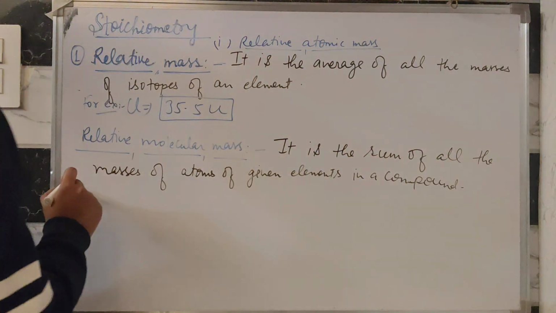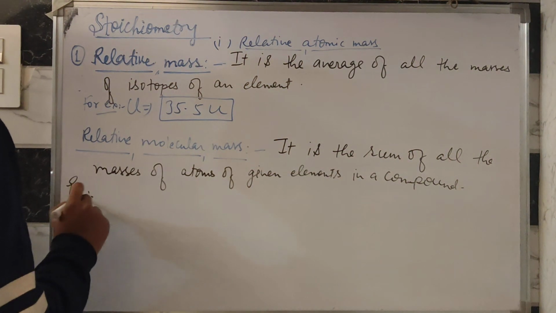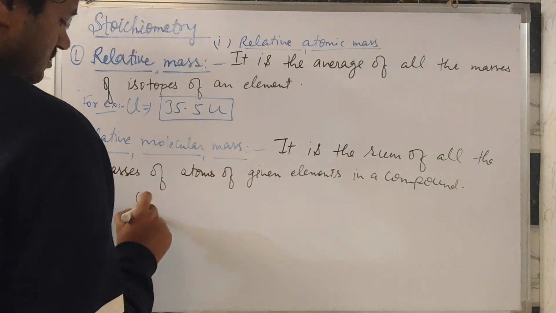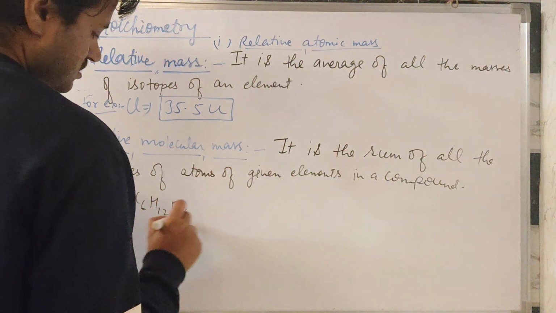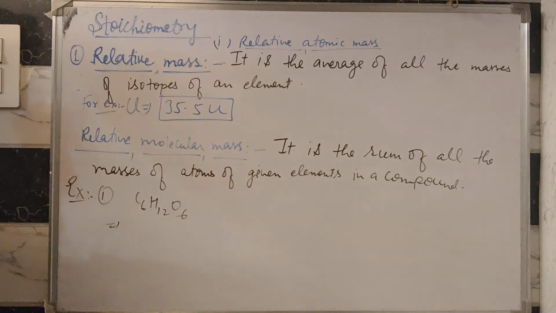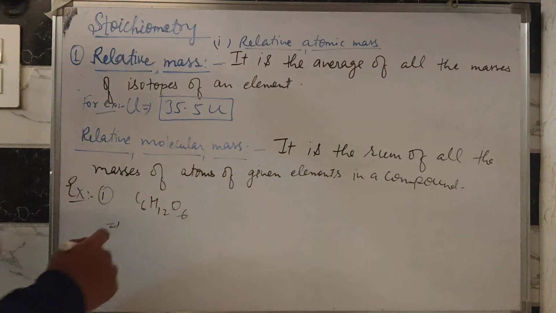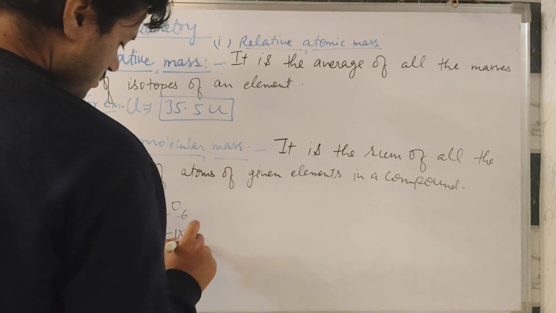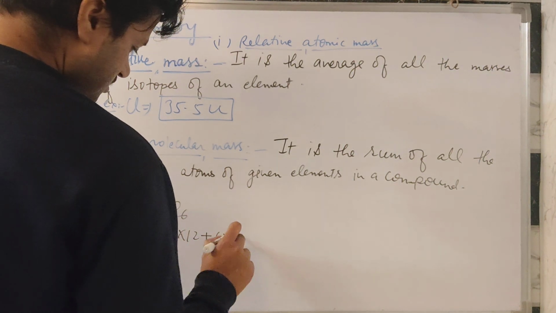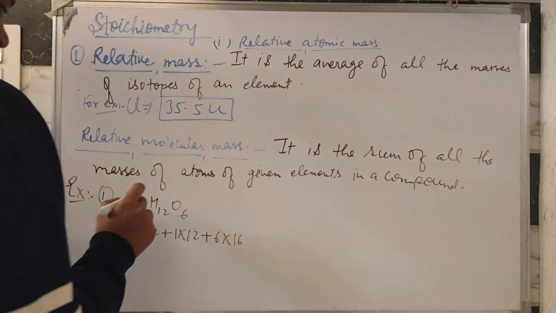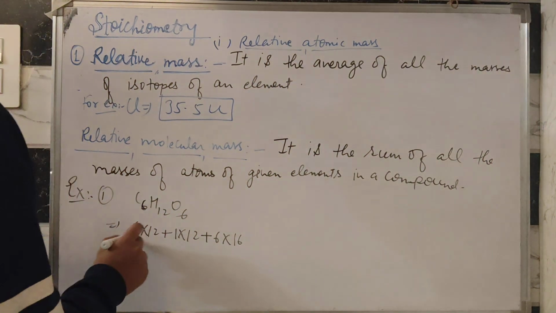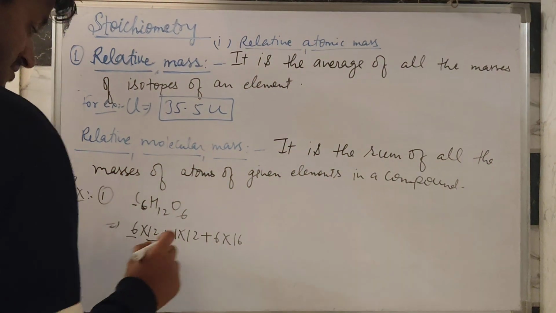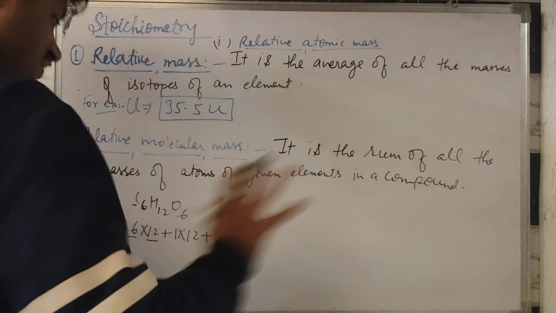For example, if I take C6H12O6, how will you calculate its relative molecular mass? Just 6 into 12 plus 1 into 12 plus 6 into 16. So we can calculate like this: 6 carbon, and the mass of carbon is 12. You have to remember the atomic masses.